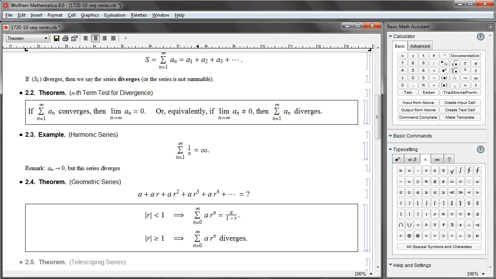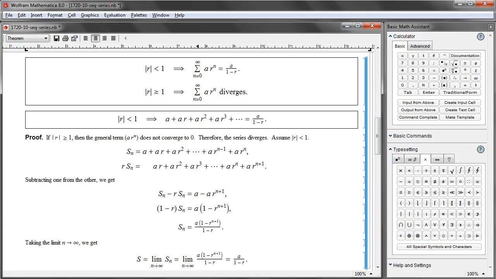Now, when r is less than 1 in absolute value, then the limit of the general term goes to 0. So we have to do something further. We cannot automatically say the series converges, but we can do something about it. And the general formula goes like this: a over 1 minus r. a is the starting term. The proof goes kind of like this.